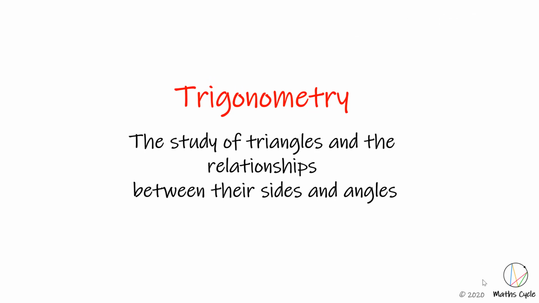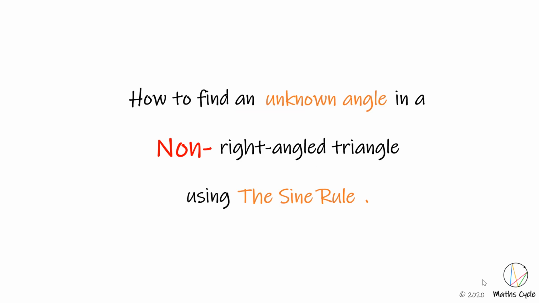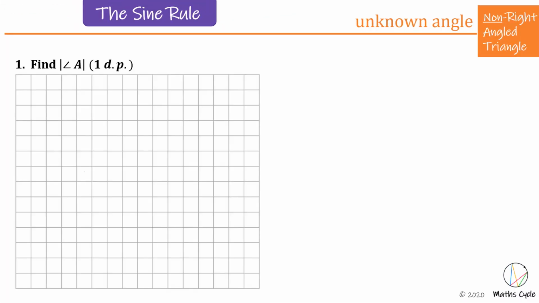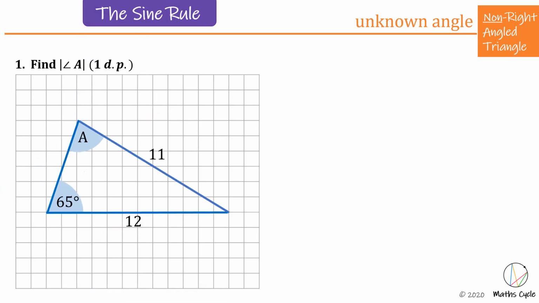Trigonometry, the study of triangles and the relationships between their sides and angles. In this video, we will look at how to find an unknown angle in a non-right angle triangle using the sine rule. Now, example number 1, find the measure of the angle A correct to 1 decimal place.